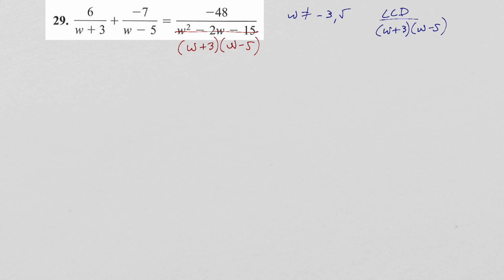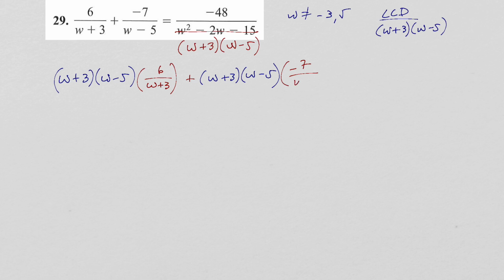All right, now I'm going to take my LCD and multiply by the first fraction, and I'll take the LCD and multiply by the second fraction, and I'll take the LCD and multiply by the last fraction. And then I'm going to start canceling.